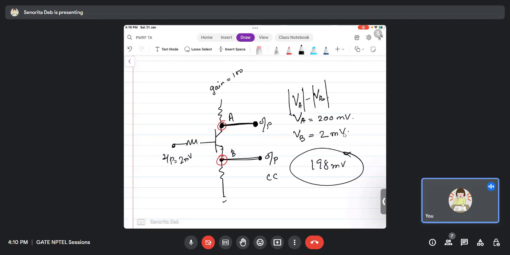How should I give an example? Like you are right now a student, or let me take my example. I am a PhD scholar. I am also the daughter of my house. I am teaching you guys in NPTEL PMRF TA, whatever it is. So I am performing 3 roles, but I am the same person. So it is just like that.